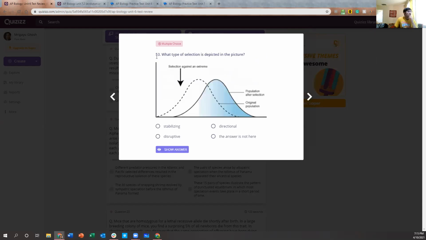What type of selection is depicted? So this is directional because when you have selection against one extreme but not the other, that pushes the mean to the right or to the left, depending on which side it's pushed on. This is directional.